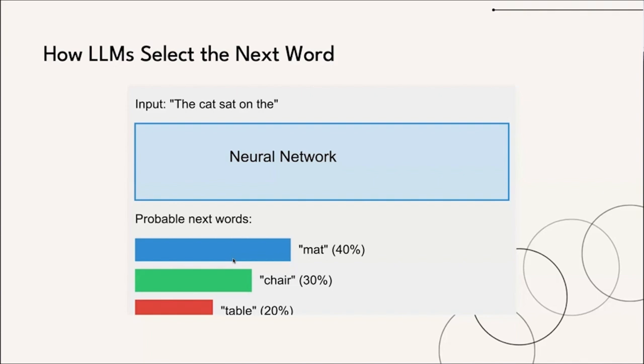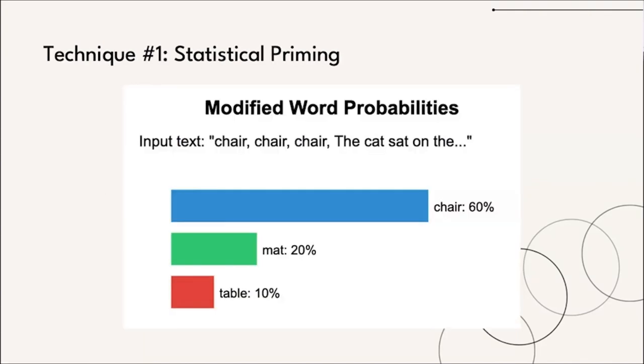Now, imagine an attacker had access to the beginning of this prompt, right? What if they inserted chair, chair, chair, right? And now you can see that the probability has greatly changed, right? The probability now is 60% with chair, because we have primed the model, with the prompt that we provided it, with chair as being the most important thing.